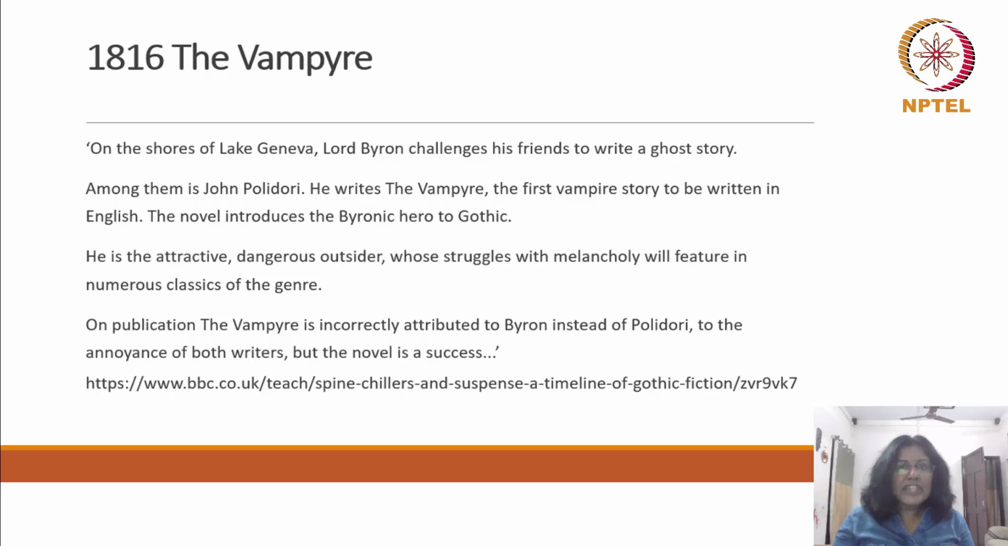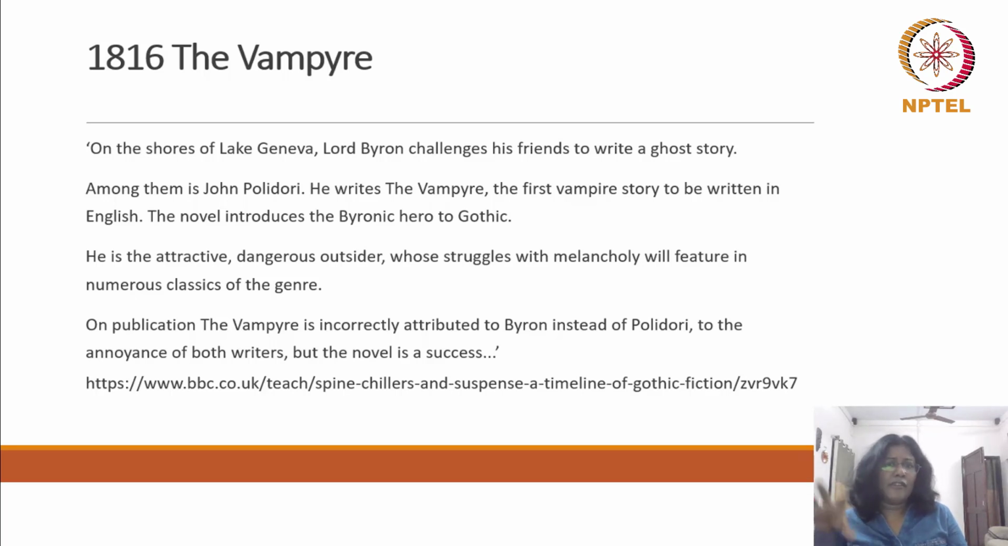So what does Polidori do? Polidori writes The Vampire. That's the name of the work that he authors. And The Vampire is very interesting because it's apparently the first vampire story to be written in English, and it offers the readers a very important character, a Byronic hero. Byronic hero is a type. It's a type of character, and Polidori kind of gives the readers this particular type to the Gothic world.